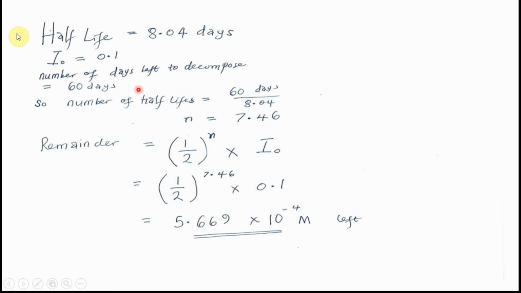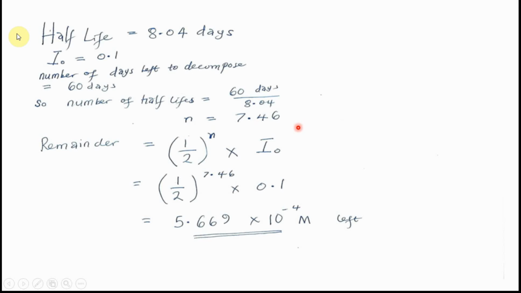So what we first do is we find out how many half-lives we have in this 60 days. That's how many times this solution will be able to decompose to half of its initial value. And how we get the number of half-lives is by this formula. You use the number of days you leave the solution to decompose and divide by how many days it takes to get the half-life, which is 8.04. So 60 days divided by 8.04 days will give us the number of half-lives, n, as 7.46.